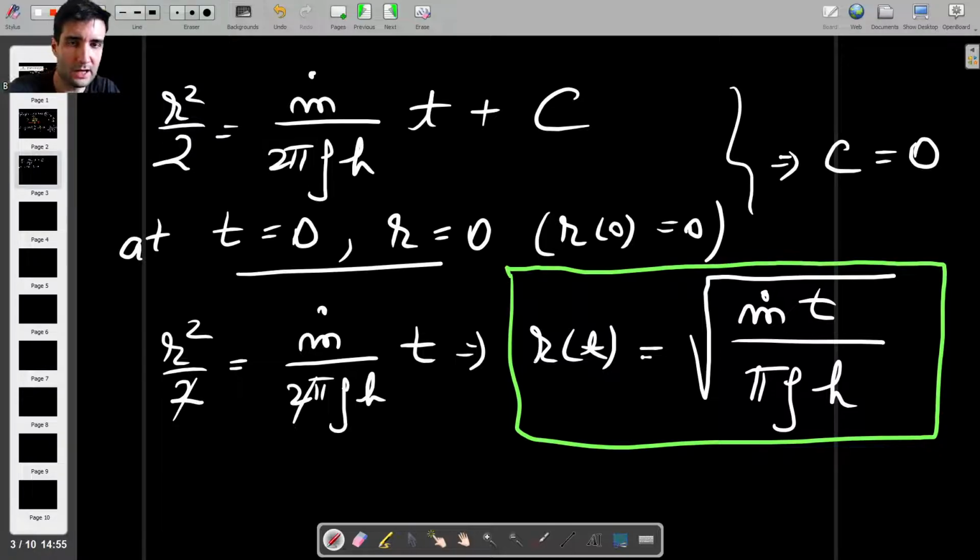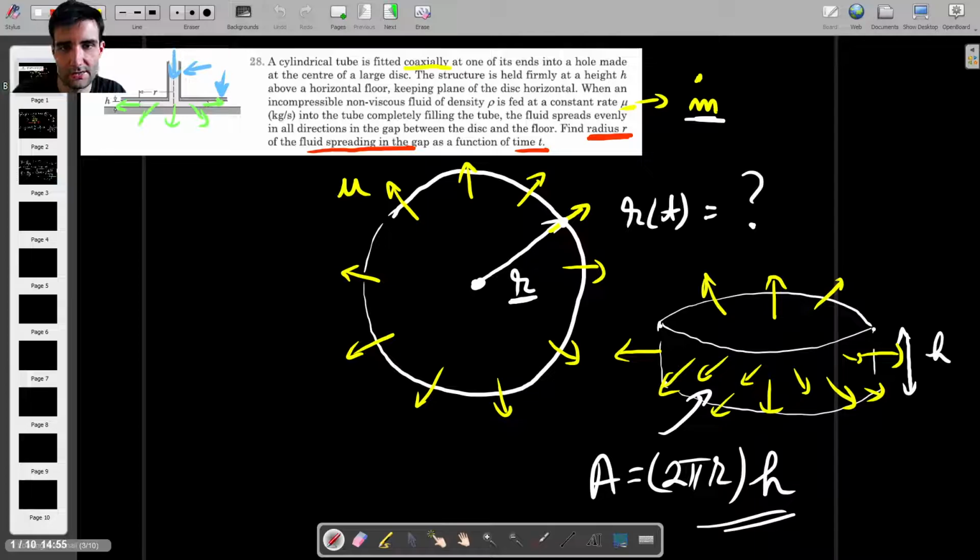So we have the radius of that liquid front as a function of time, and everything else is a constant, and everything else was given to us in the question. We know m dot, we know rho, we know h, and you can even plot this, and you'll see that the radius is proportional to the square root of time, essentially. And that's the end of the question.